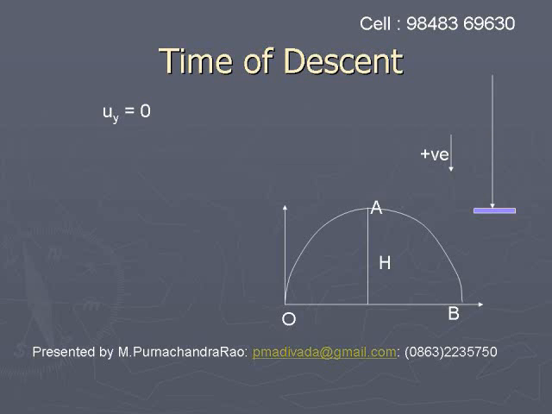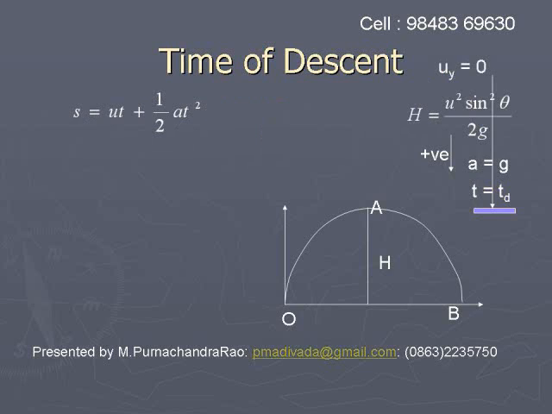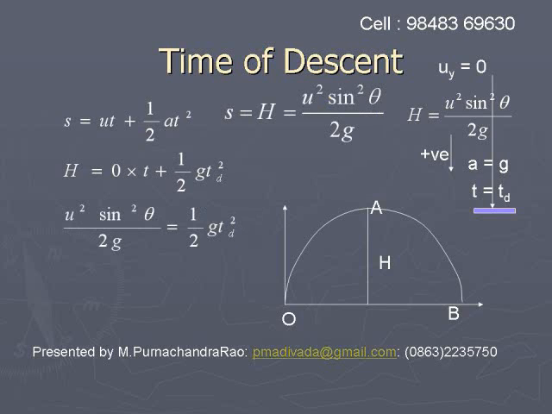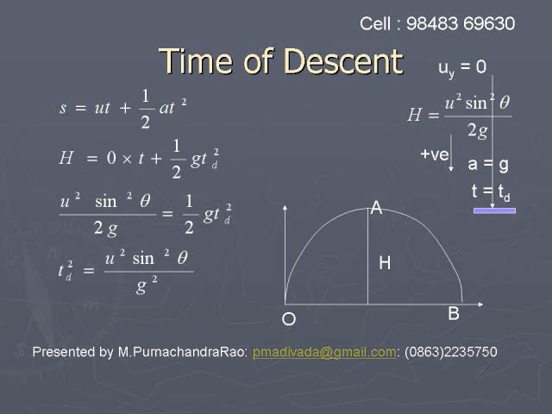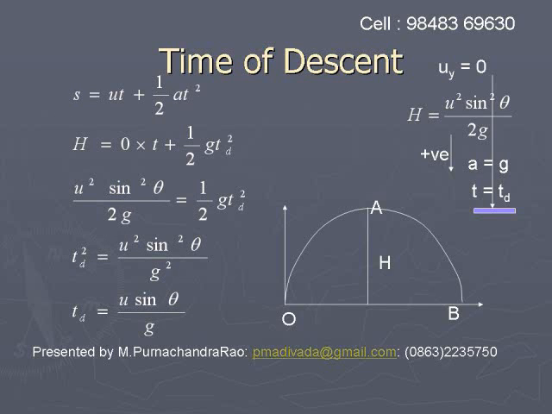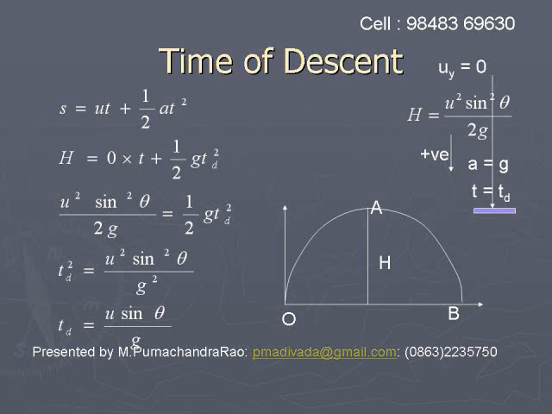which is H equal to u square sin square theta by 2g, and we want time of descent t is equal to td. So u is equal to 0, a is equal to g, h is equal to u square sin square theta by 2g, t is equal to td. Substituting these values in the relation s is equal to ut plus half a t square, we get capital H is equal to 0 into t plus half g td square. So capital H is u square sin square theta by 2g, that is equal to half g td square. 2 gets cancelled. So td square is equal to u square sin square theta by g square. Therefore td is equal to u sin theta by g.